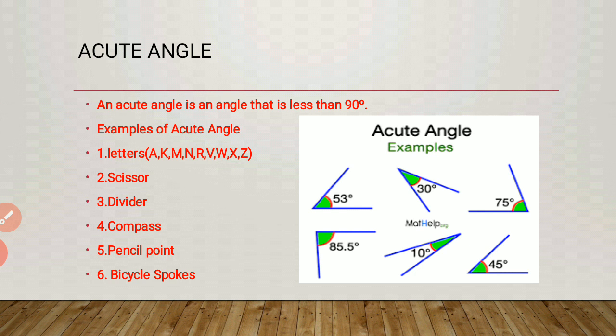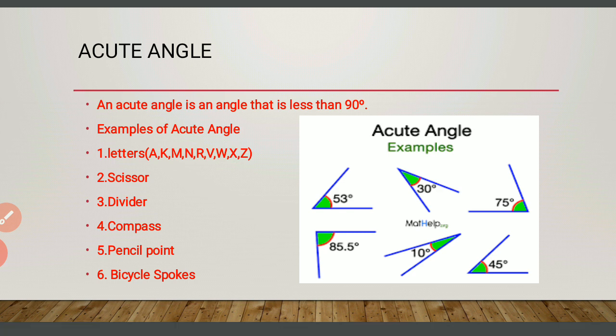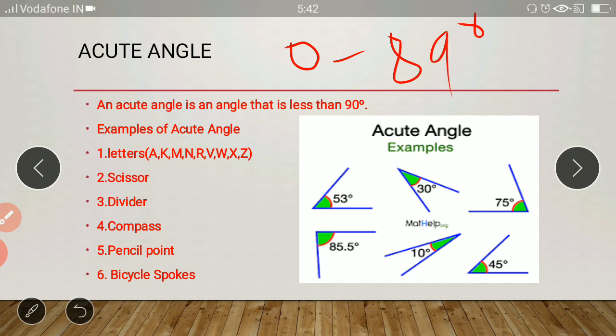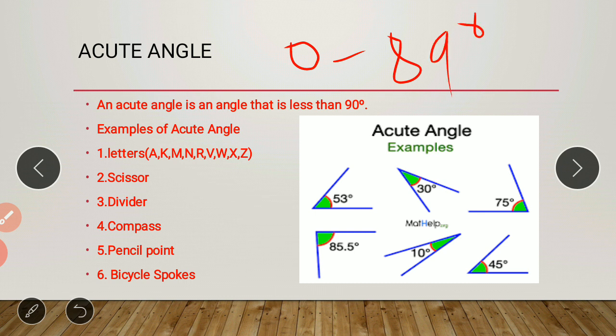So what is an acute angle? An acute angle is an angle that is less than 90 degrees. An angle whose measure is less than 90 degrees, that means 0 degree to 89 degrees. Any angle more than 0 degree but less than 90 degrees. All angles from 0 to 89 degrees are called acute angles.